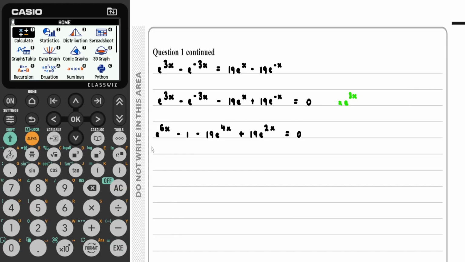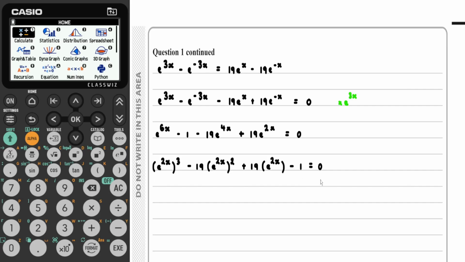We can rewrite the exponentials in terms of e to the 2x. That is to say, we can rewrite the e to the 6x as e to the 2x cubed. Then we have the negative 19e to the 4x. We can rewrite that as negative 19 times e to the 2x squared. We then have 19 times e to the 2x, and then we have this negative 1, and this is equal to 0. What we have here is a hidden cubic.